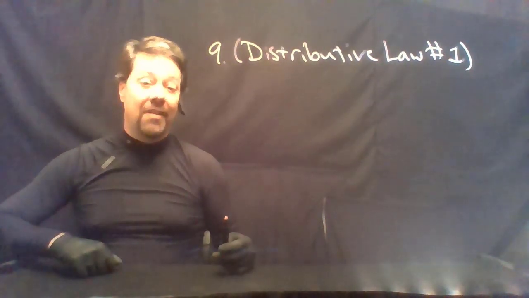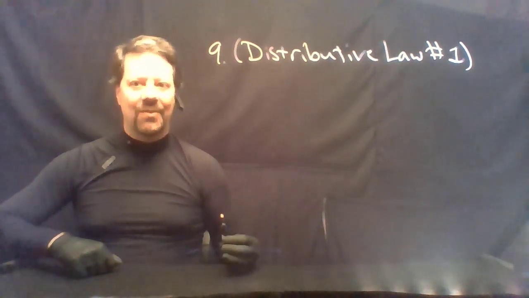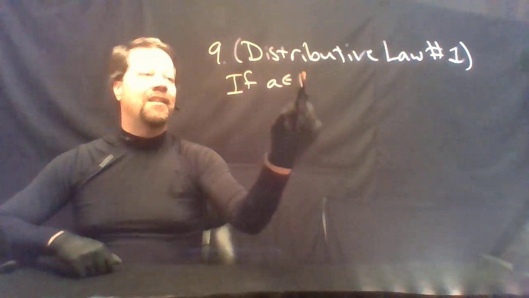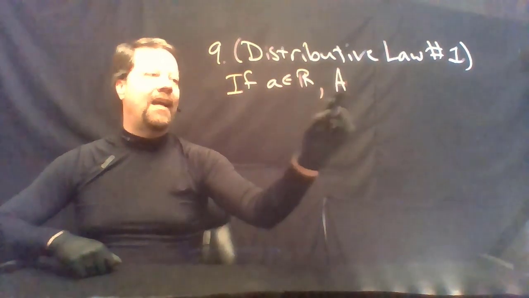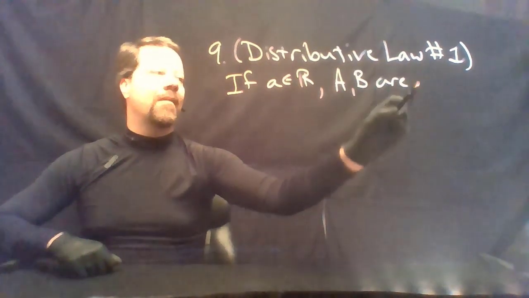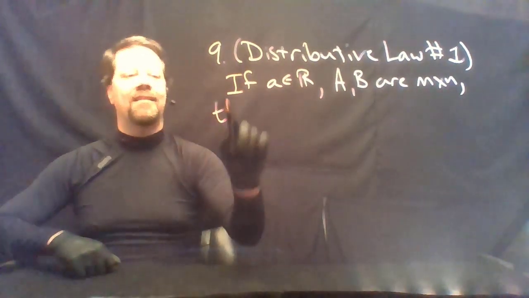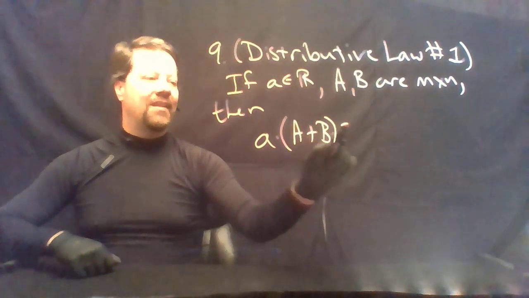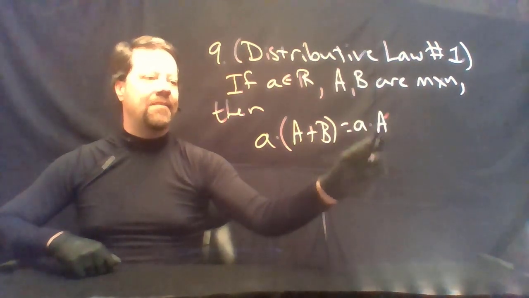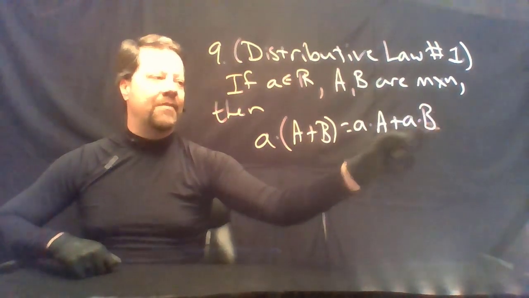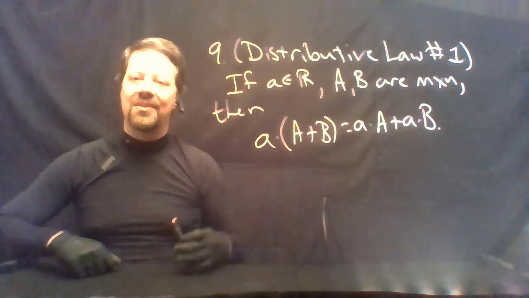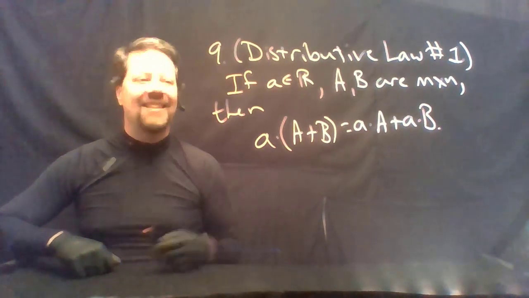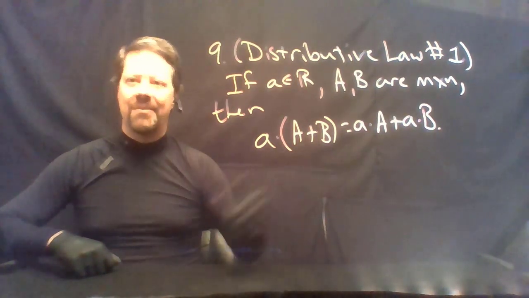First is distributive law number 1, which I guess the last one must be distributive law number 2. If a is real and A and B are m by n, then a times A plus B gives you the same thing as the scalar a times A plus the scalar a times B. You can distribute scalars across matrix addition, which means you can also factor the scalars out, factoring being the reverse of distributing.